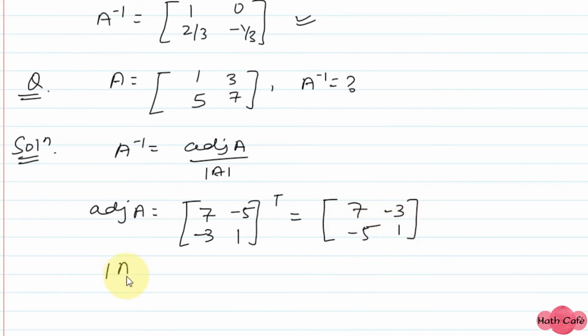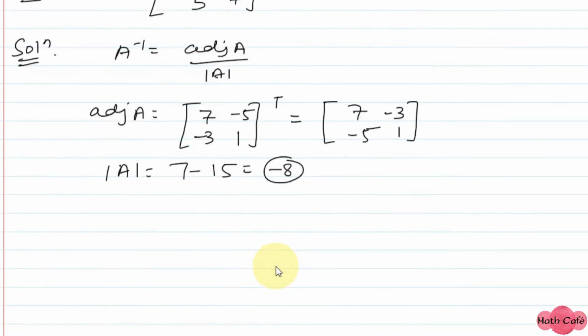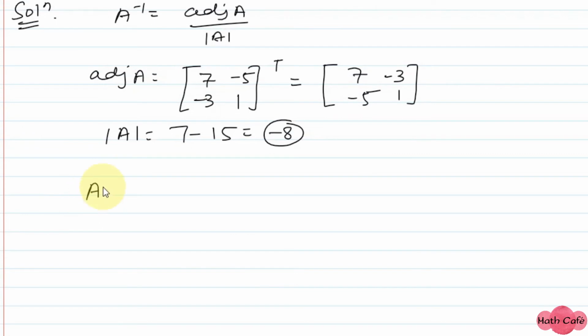Let's find the determinant value of A. That will be 7 multiplied by 1 minus 5 multiplied by 3. So finally that will be -8. Now we can easily obtain the value of A inverse.